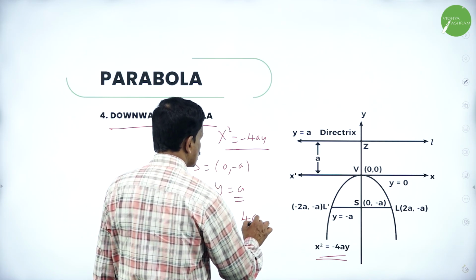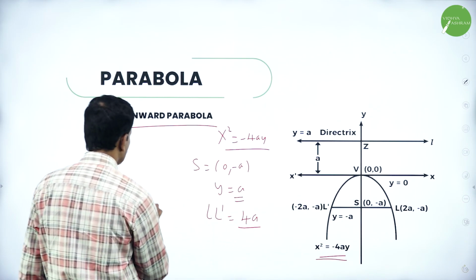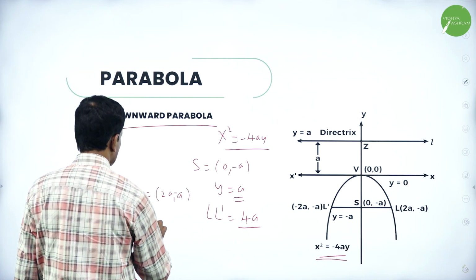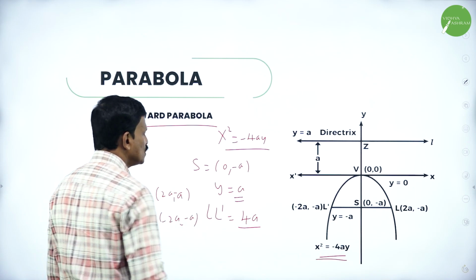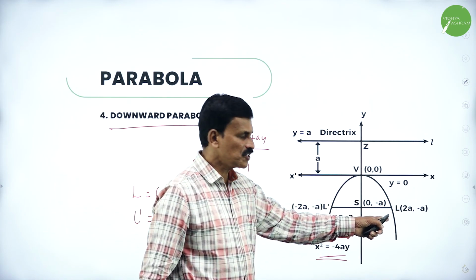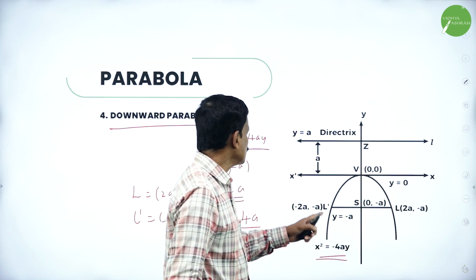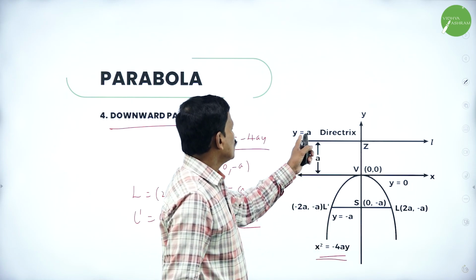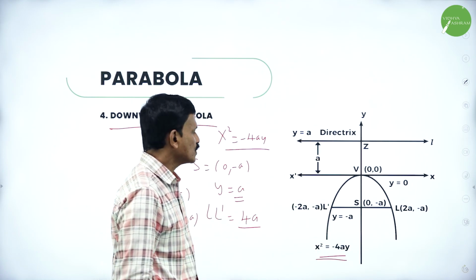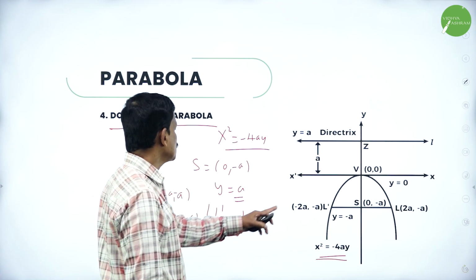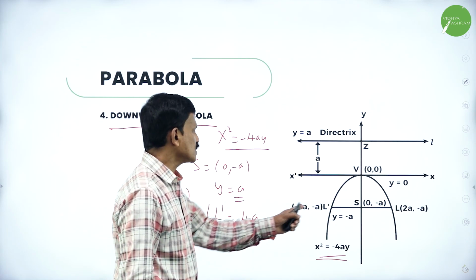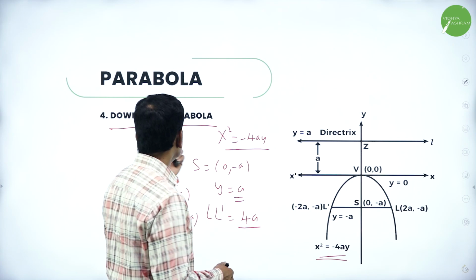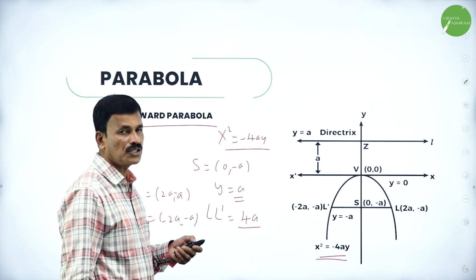LL dash, the length of latus rectum, is equal to 4a, and the coordinates of the ends of latus rectum are L is equal to (2a, minus a) and L dash is equal to (minus 2a, minus a). The equation of the directrix is y is equal to a, right. And the equation of the latus rectum is y is equal to minus a, okay. So these are a few points to be remembered for the parabola opening downwards, right.